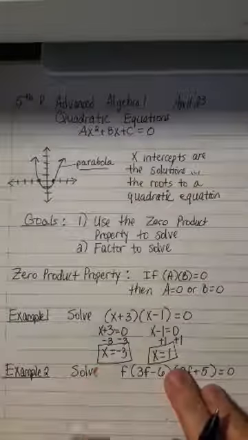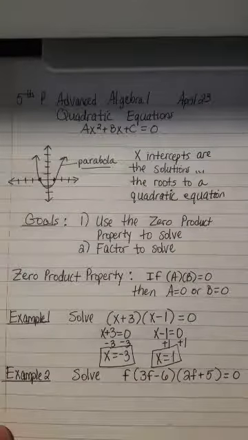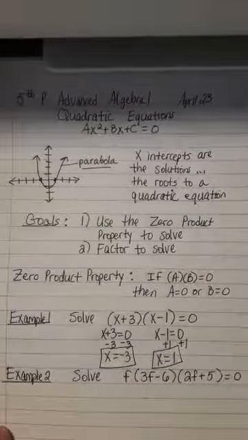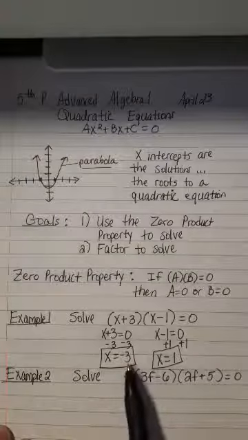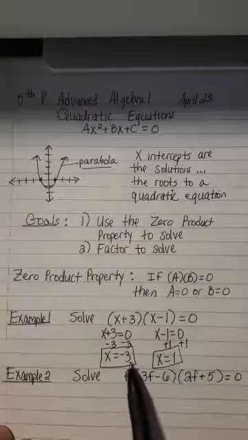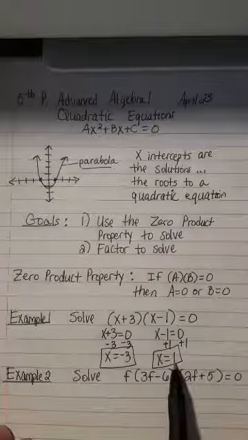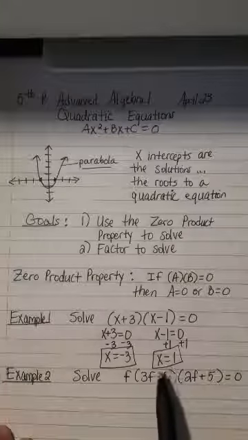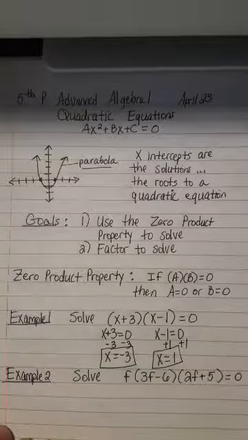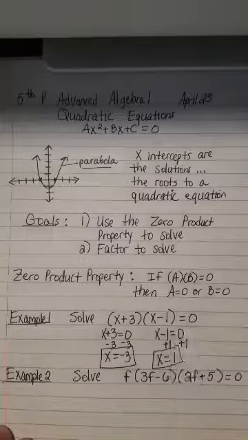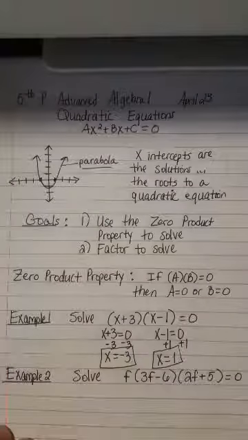And I believe when you enter it in the little box on IXL, you'll just put the two numbers, like you will put negative 3, comma 1. You won't have to put x equals. And this IXL lesson on the zero product property is so easy. It's really easy.